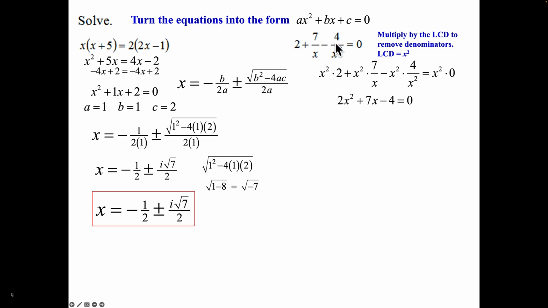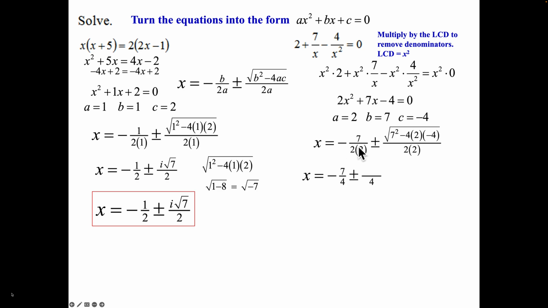So using our quadratic formula, a is going to be 2, b is going to be 7, c is going to be negative 4. We plug it into the values. Negative, put in the 7, 2 times the 2, 2 times the 2 over here. 7 squared minus 4 times 2 times negative 4. So there'll be no reducing over here.